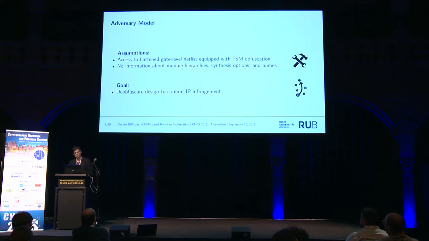Before we come to all the FSM stuff, we first state our adversary model. We assume that the adversary has access to the gate-level netlist equipped with some form of FSM obfuscation, and he has no a priori information about the module hierarchies or internal names of the gates and signals. Of course, the goal is to deobfuscate the design and to commit some form of IP infringement. For example, one instantiation would be an untrusted fab who wants to overproduce chips.